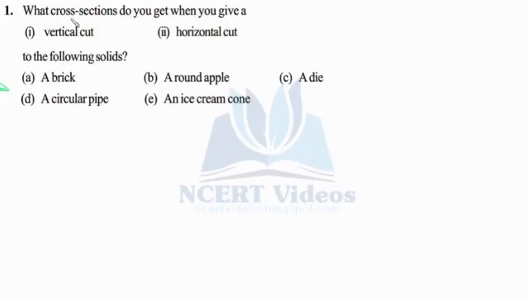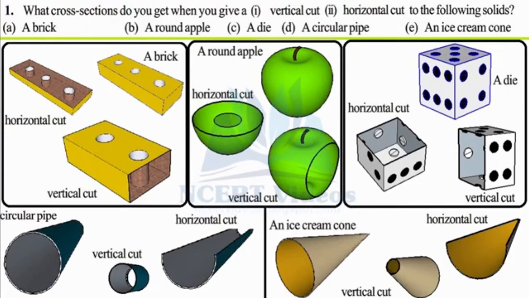Question number first. What cross-sections do you get when you give a vertical cut and horizontal cut to the following solids: a brick, a round apple, a die, a circular pipe, and an ice cream cone. In this question, we are required to perform two cuts, that is vertical cut and horizontal cut. And both cuts are very simple. They are very much known to you. So let's start answering. Number first, a brick.